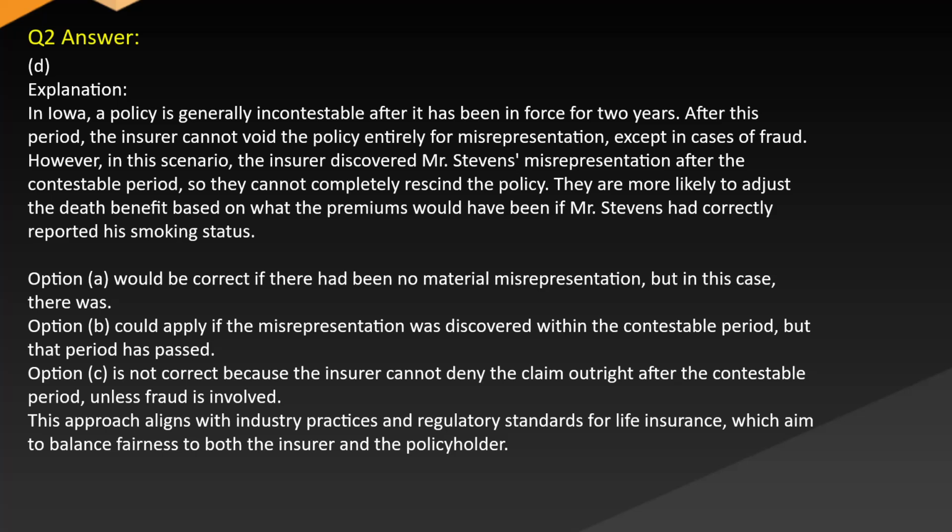Option A would be correct if there had been no material misrepresentation, but in this case there was. Option B could apply if the misrepresentation was discovered within the contestable period, but that period has passed. Option C is not correct because the insurer cannot deny the claim outright after the contestable period unless fraud is involved. This approach aligns with industry practices and regulatory standards for life insurance, which aim to balance fairness to both the insurer and the policyholder.